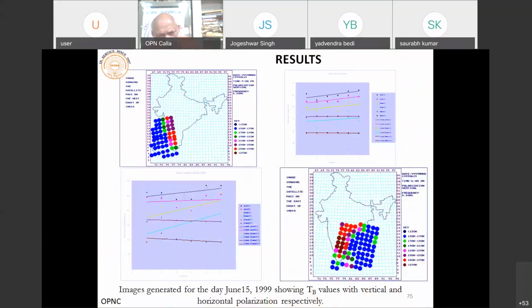Then we try to monitor the microwave temperature of the different coastal areas. An interesting thing is that we find the microwave temperatures in, let's say, the Bay of Bengal, when it comes to the land, they are higher. This is the distribution of the microwave temperatures of different locations, done at 6.6 gigahertz on this side.